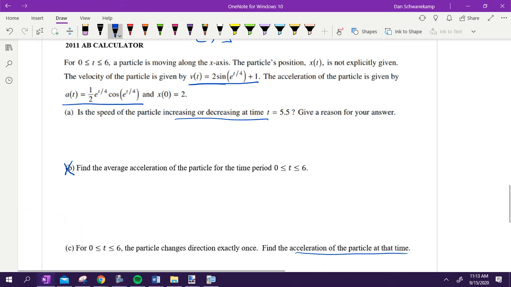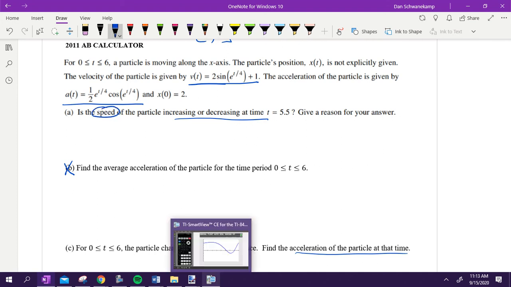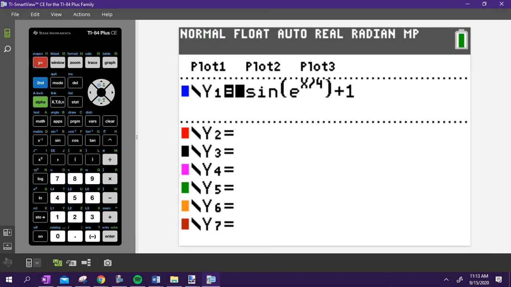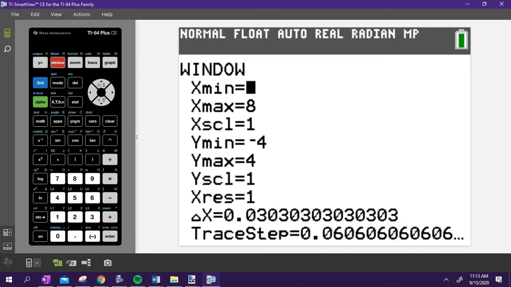So we are talking about speed of the particle increasing or decreasing. What do I want to look at if I'm talking about speed? I really want to look at velocity. So if we're talking about speed, looking at velocity is going to be helpful. So I went to y equals, I typed in that equation. I went to my window and I made it from 0 to 8 because I'm talking about 5.5, just so I could see a little bit. I zoomed in my y min and my y max a little bit. You'll get better at it as you go.